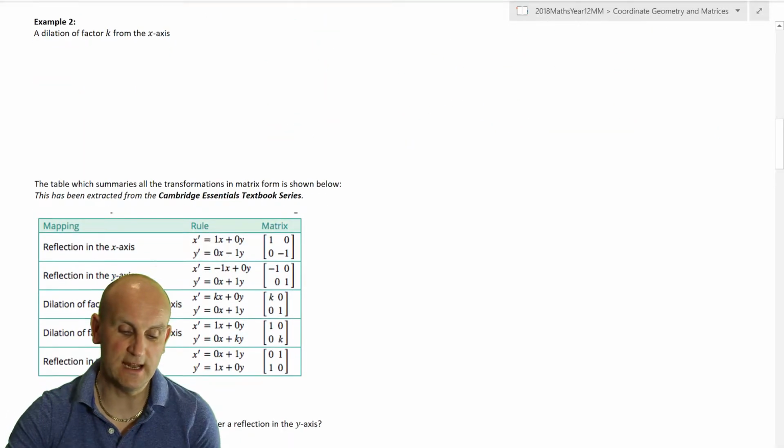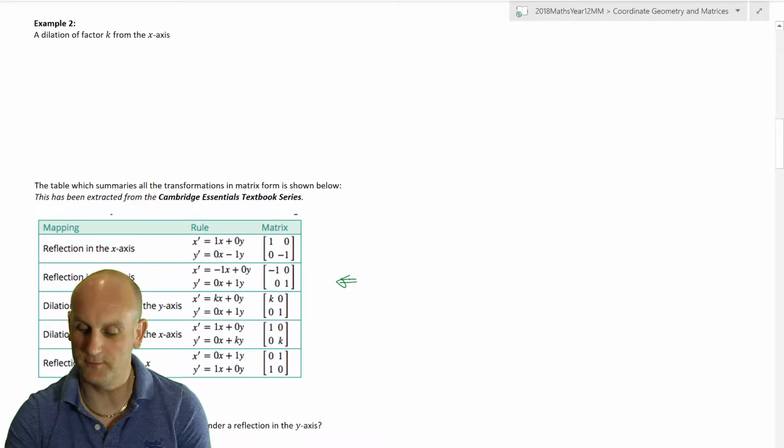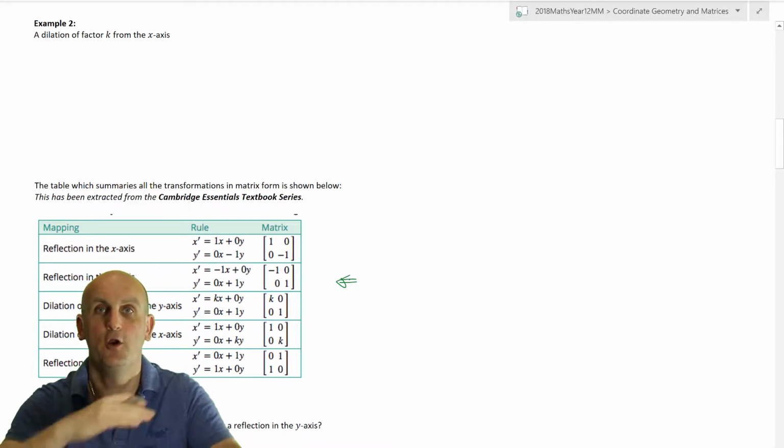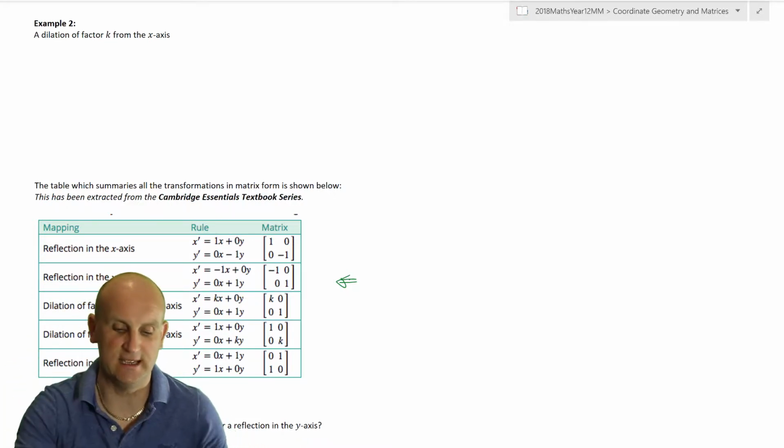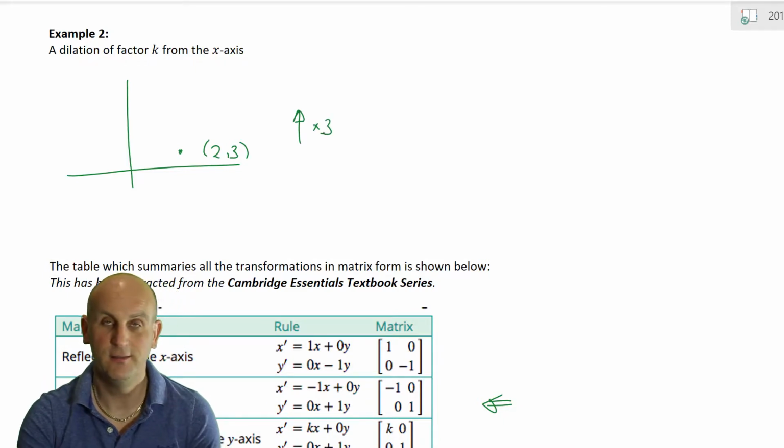Now let's just do this dilation of factor k. Those of you who can see behind my head, that table is what I'm working towards. But a dilation of factor k from the x-axis, so it's stretching the x-axis. So once again, here's just an example with some numbers in it, 2, 3. If I want to stretch it by, say, a factor of 3, then what's going to happen?